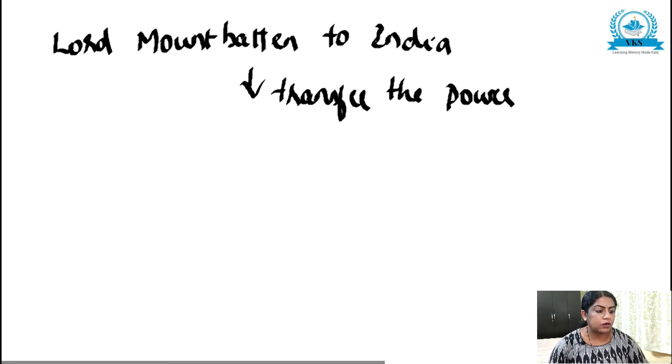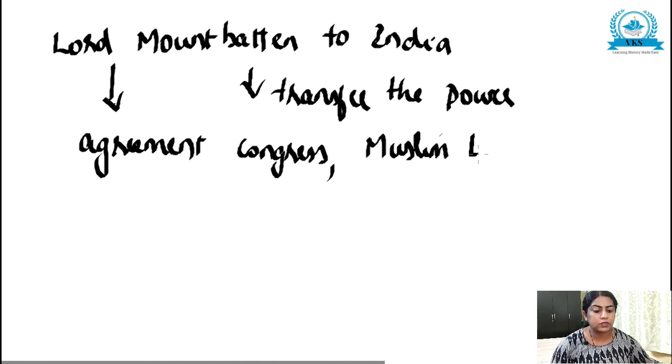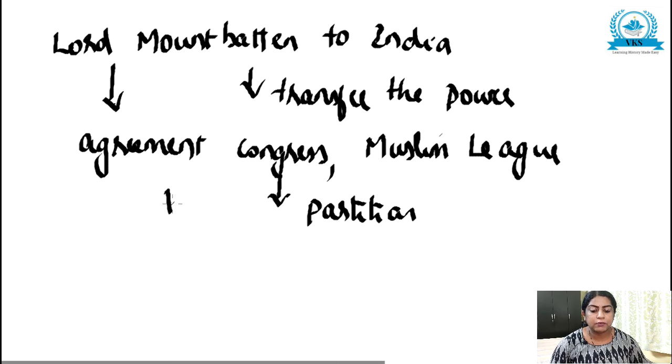So Lord Mountbatten was sent to India, and he achieved an agreement between the Congress and the Muslim League, because the Muslim League had not agreed. They had rejected the proposal. So he achieved an agreement between Congress and the Muslim League, but this agreement was on the basis of partition.